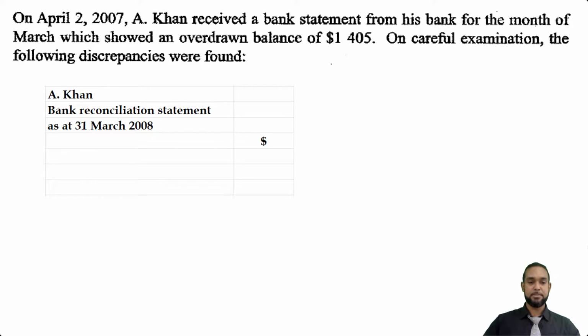So the balance as per bank statement given to us was an overdrawn balance of 1405, right? I put it as a negative balance because that's what it is. We owe the bank money. Now, again, there was one item, right?